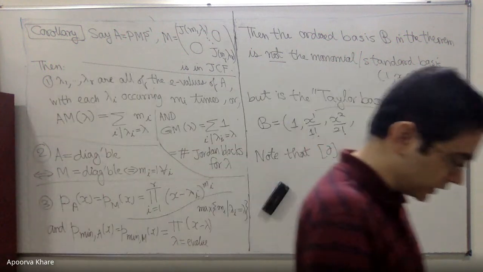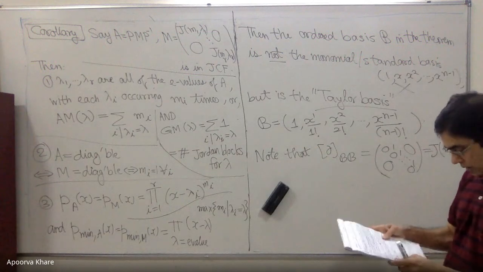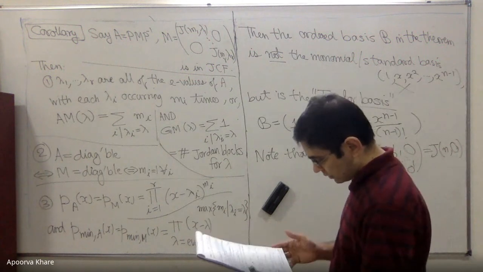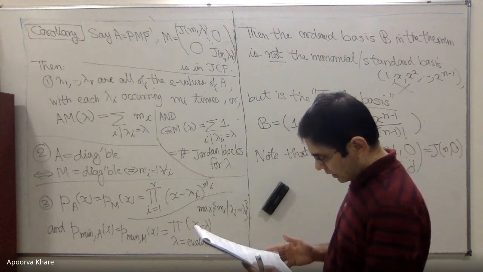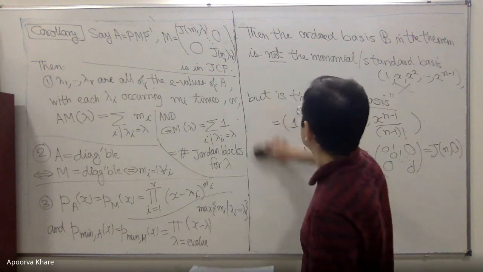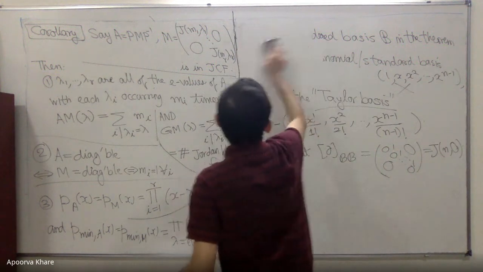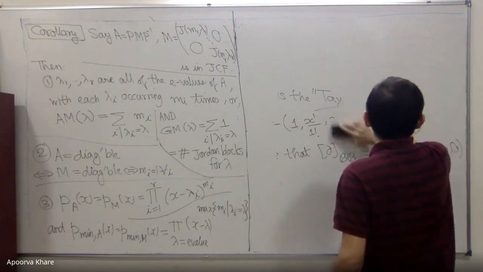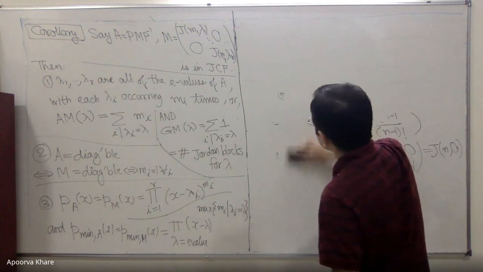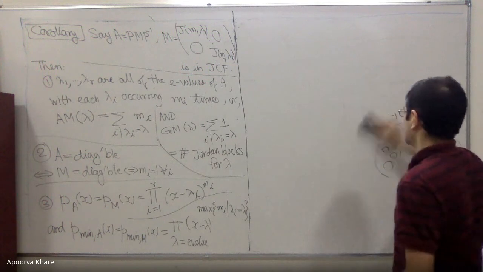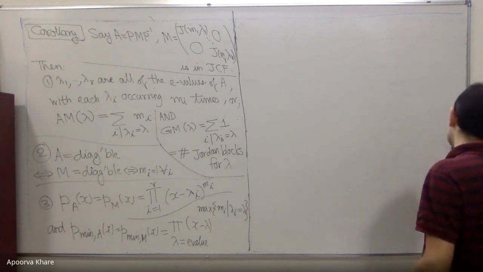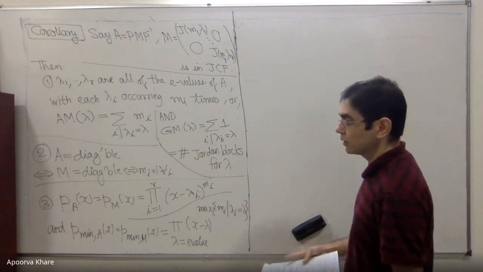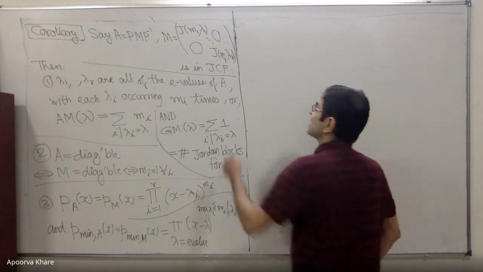So these are all corollaries, consequences, which I'm not going to prove. And in particular, when are the characteristic and minimal polynomials equal? They're equal if and only if every eigenvalue occurs for a single Jordan block. So for example, for a single Jordan block itself, the characteristic and minimal polynomials are equal.